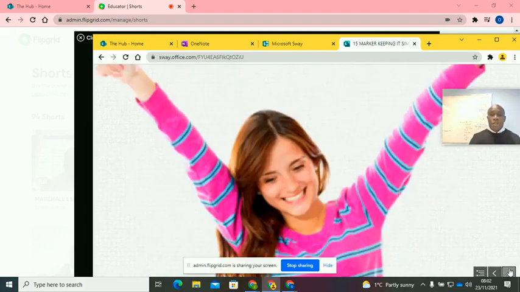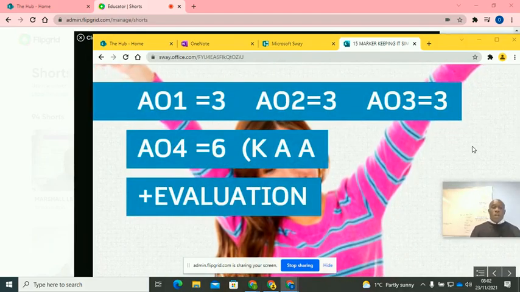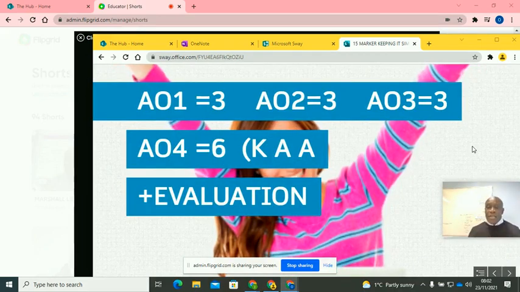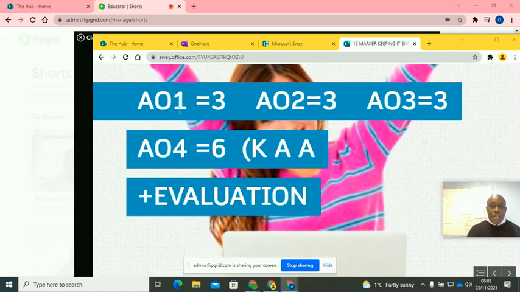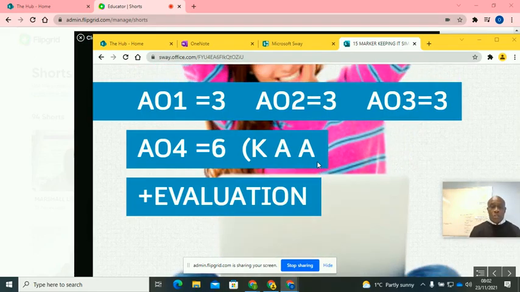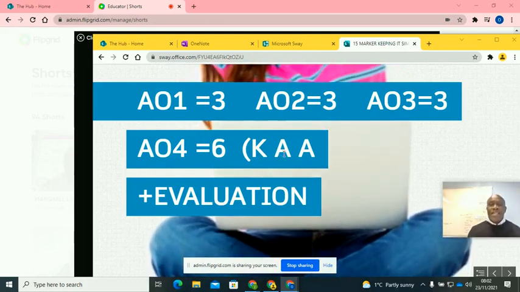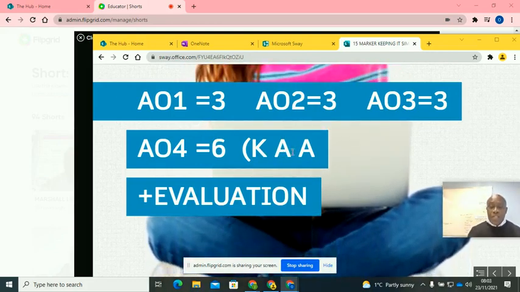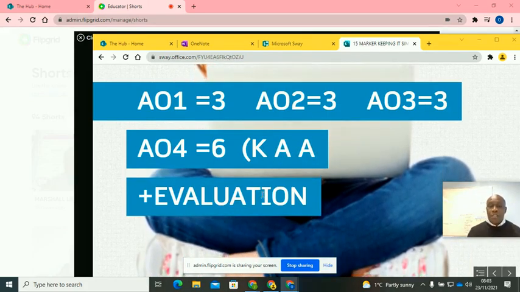Now the structure of a 15 marker. There are four parts of an essay. You have the AO1. Some examiners or maybe your teachers will prefer to use KAA, which simply means knowledge, application and analysis, plus evaluation.